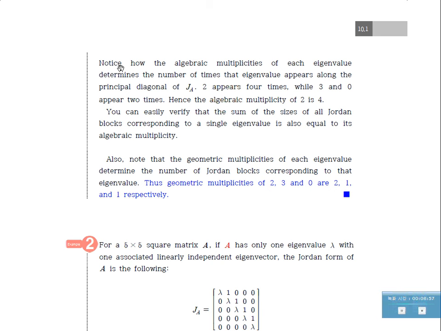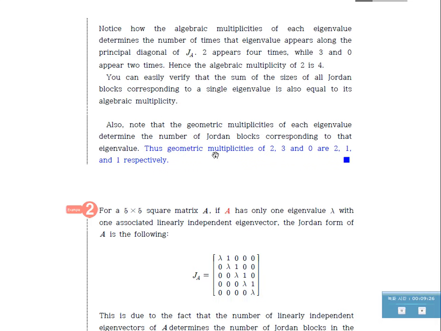Okay, here, notice how the algebraic multiplicity of each eigenvalue determines the number of times that eigenvalue appears along the principal diagonal of JA. 2 appears 4 times, while 3 and 0 appear 2 times. And hence the algebraic multiplicity of 2 is 4. You can easily verify the sum of the sizes of all Jordan blocks corresponding to a single eigenvalue is also equal to its algebraic multiplicity.